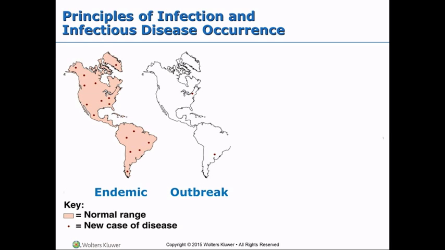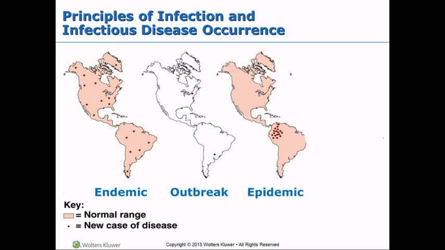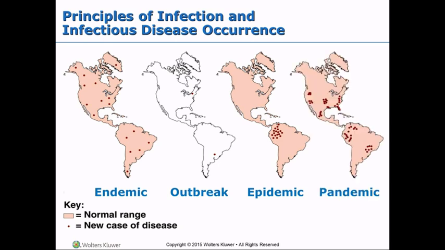An epidemic refers to an unexpected increase of an infectious disease in a geographical area over an extended period of time. And finally, a pandemic is the steady occurrence of a disease over a large geographical area or worldwide, such as the malaria infection in Africa.